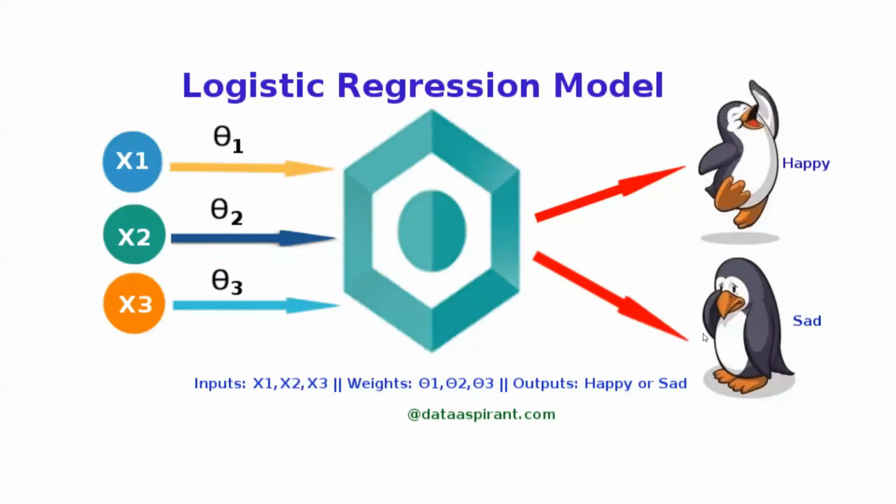For example, to predict whether an email is spam or not, or whether a tumor is malignant or not. What logistic regression really does is it takes some input features, and based on those features, it gives its prediction in binary form. Like on the screen, you can see happy or sad. So the outcome is always in binary form, 0 and 1.